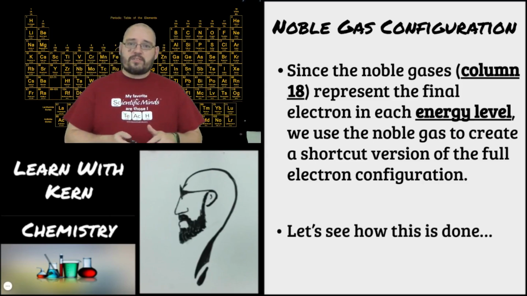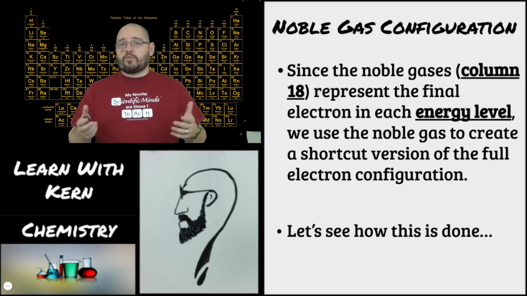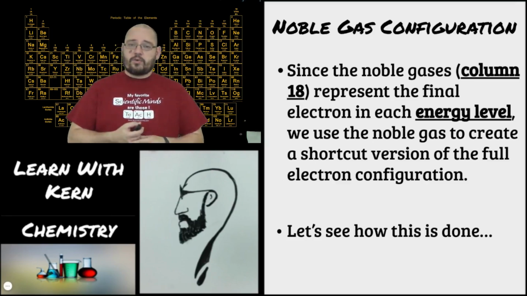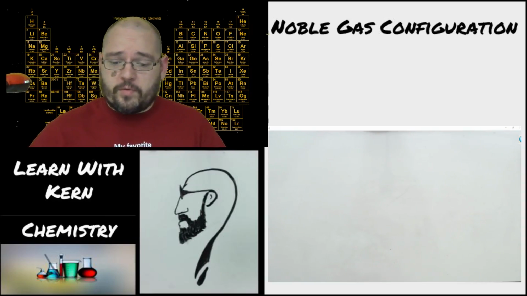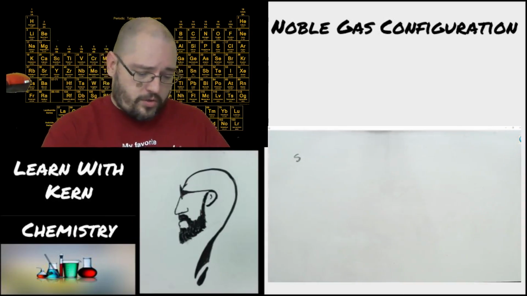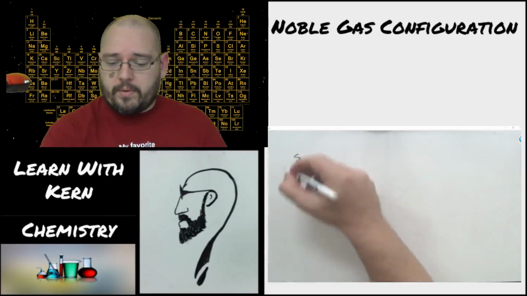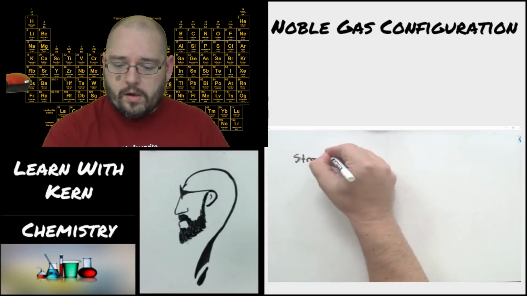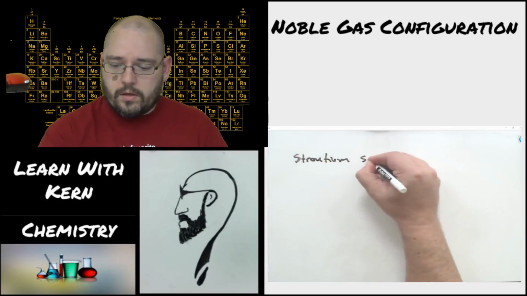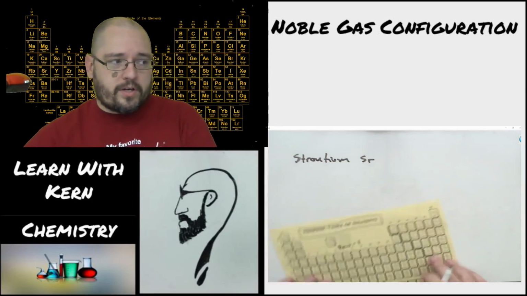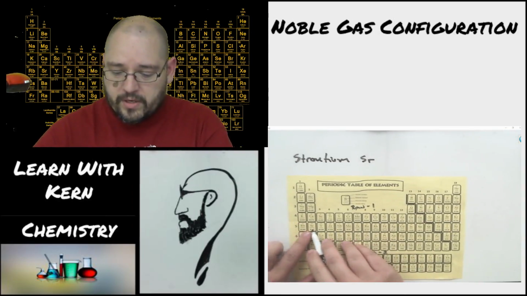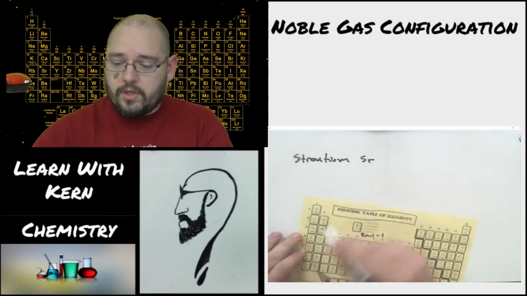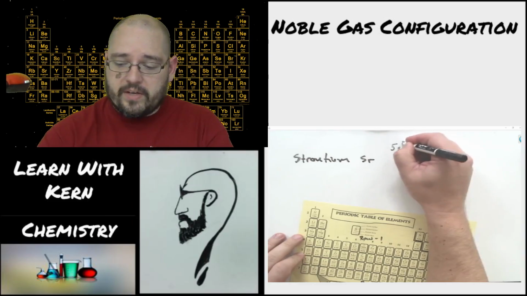All right, so let's see how this is done in an example. I'm going to do a long, drawn-out one, and then we're going to do a short one. To do a noble gas configuration, the first thing I'm going to do is a full, complete electron configuration for an element. And I'm going to do strontium. Let me get a different marker here. Okay, so when I look at my periodic table, I'm going to use the stuff that we just talked about. Strontium is right here, so it's 5s2. So I know that I'm going to end with 5s2.